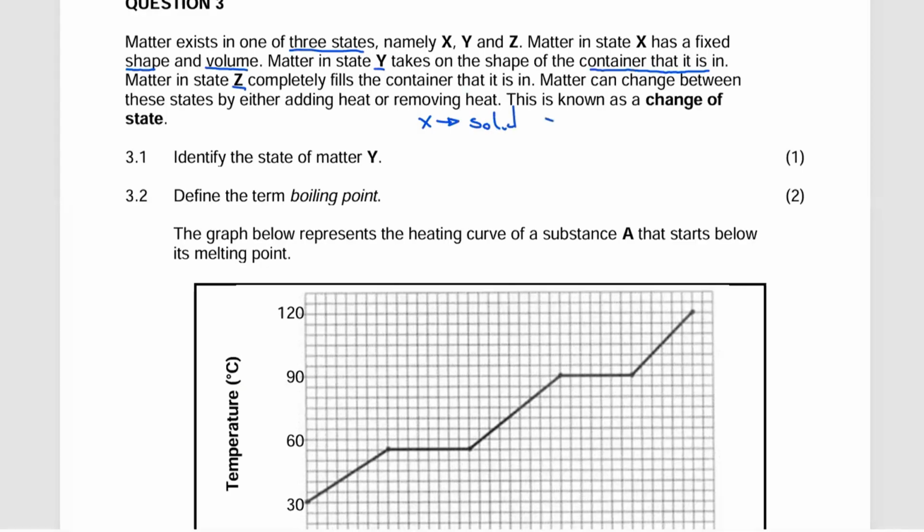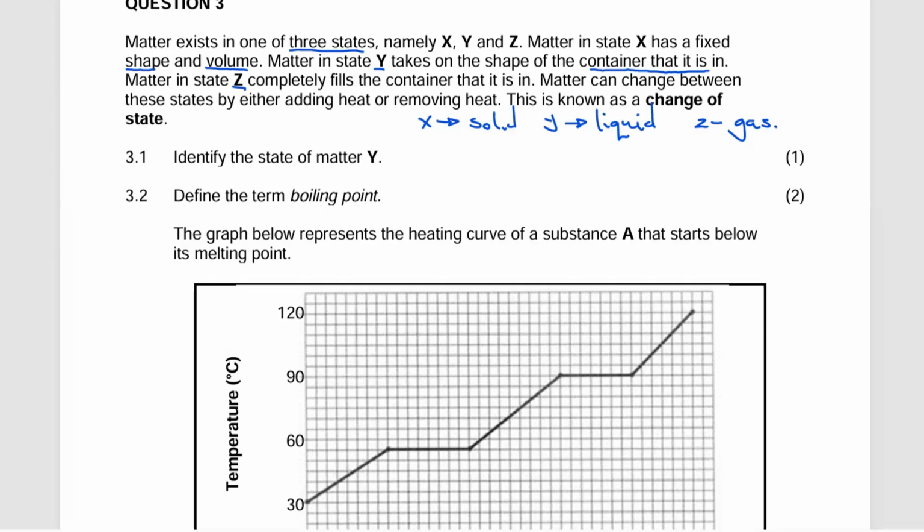Matter in state Y takes on the shape of the container that it is in, so this one should be our liquid. And Z completely fills the container that it is in, so our Z is going to be our gas. Then it says matter can change between these states by either adding heat or removing heat. This is known as a change of state.